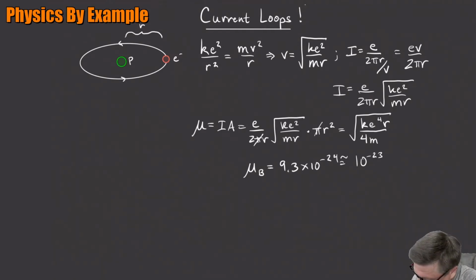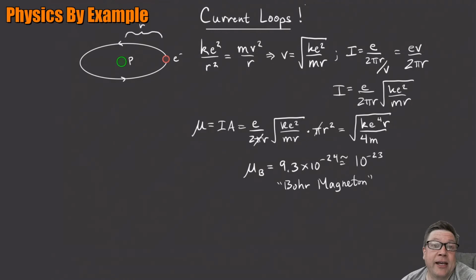And this has a special name. This is called the Bohr magneton. So it's sort of like the smallest possible magnetic moment. You can't think of one smaller than that because you've got a fundamental charge and a small distance away from a nucleus. So that's kind of cool.